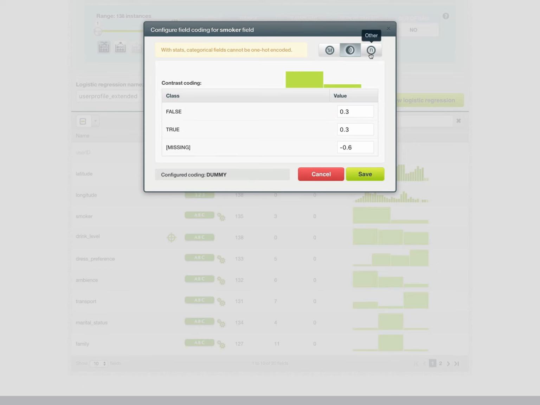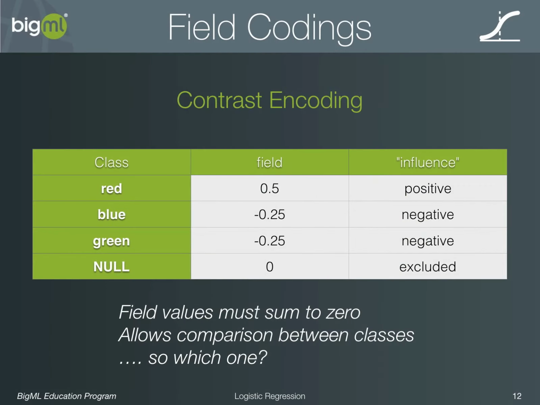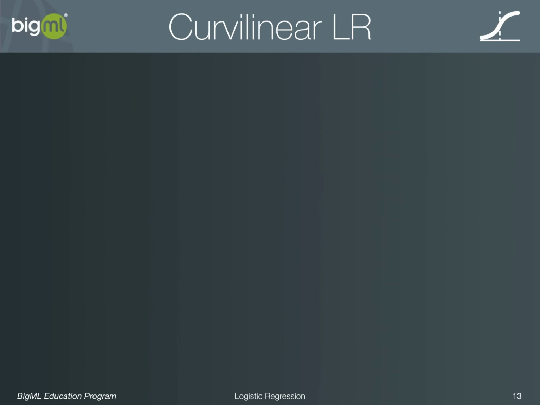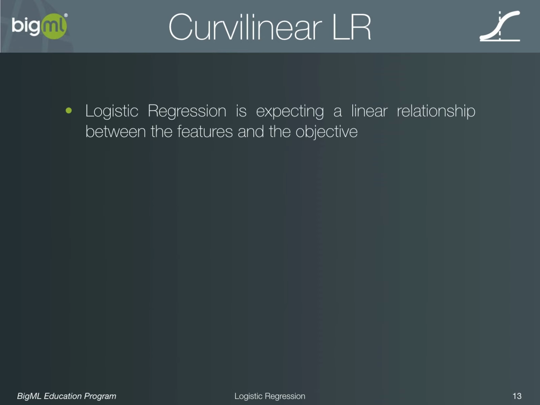The next option for field codings, called Other, I actually didn't mention in the slides, but this is essentially the same as contrast encoding, where you can specify relative weights, but in this case they don't have to sum up to 0. Now we need to discuss the concept of curvilinear logistic regression. The issue here is that logistic regression expects a linear relationship between the features and the objective that you're trying to predict.